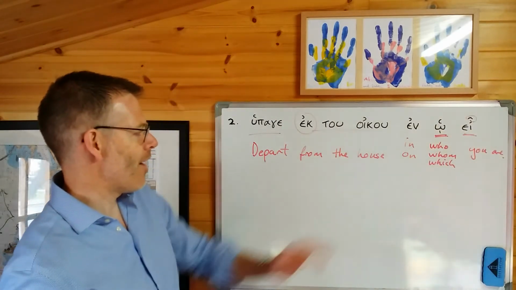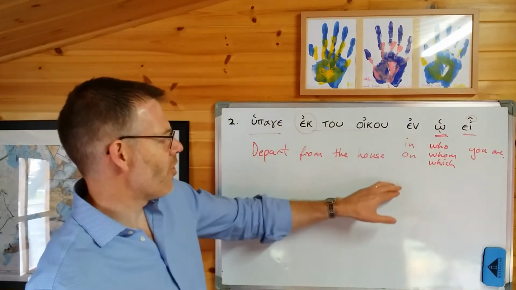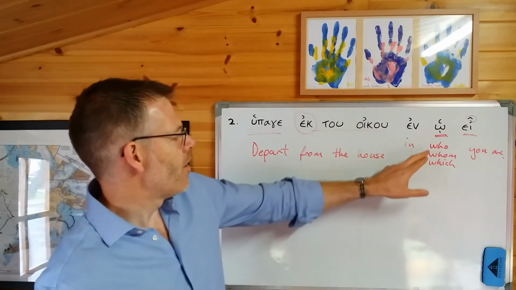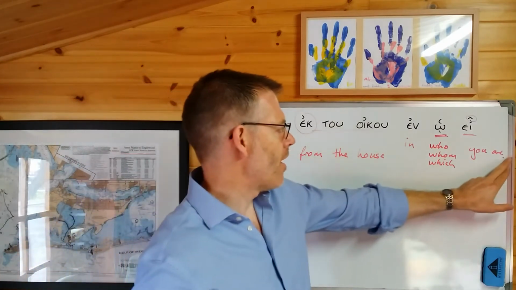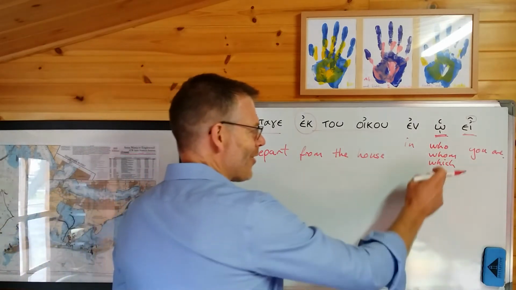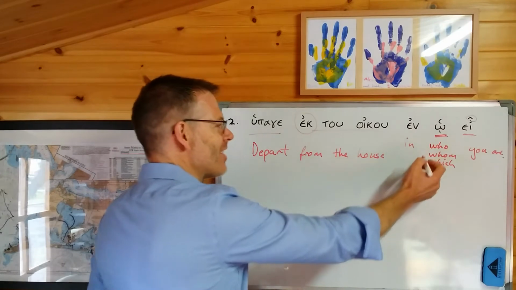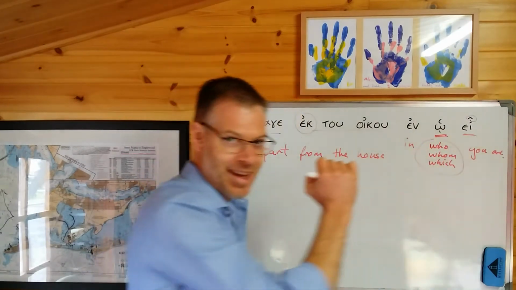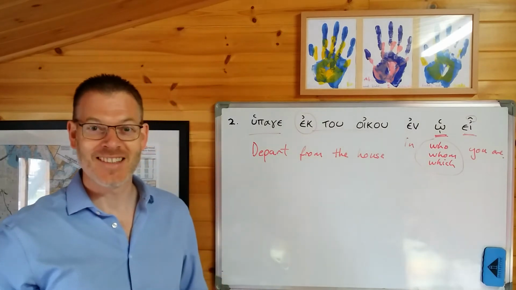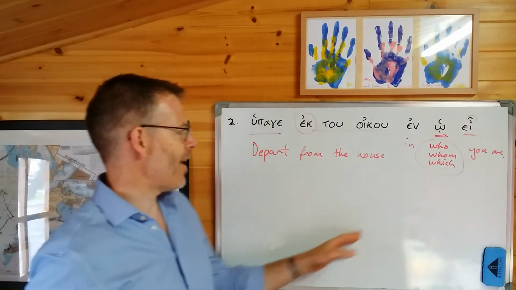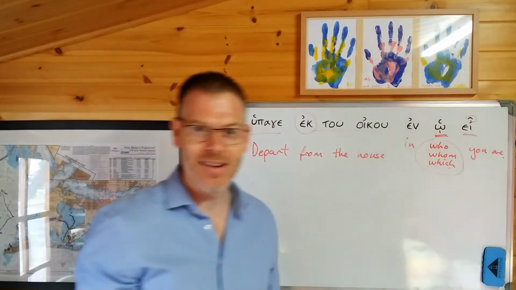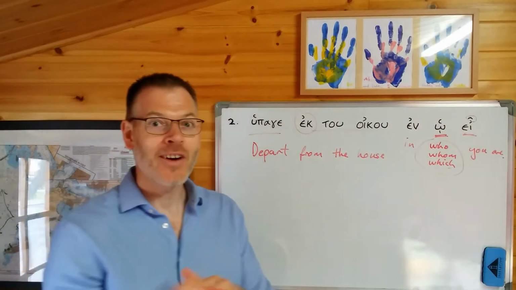And this is second person singular, and it means you are. Now, depart from the house, in or on. Well, you're going to be in. Let's make it easier for ourselves. Who, whom, which, you are. Now, can you see the value of writing who, whom, which here? So that it gives you an intuitive feel for how this sentence is going to work out. Depart from the house in which you are. See? Now, let's not run away with ourselves.